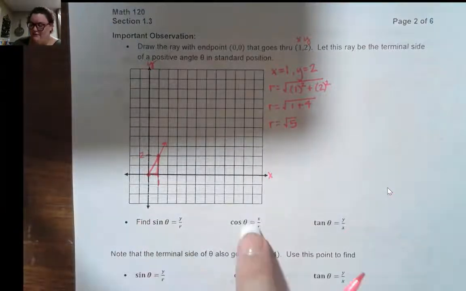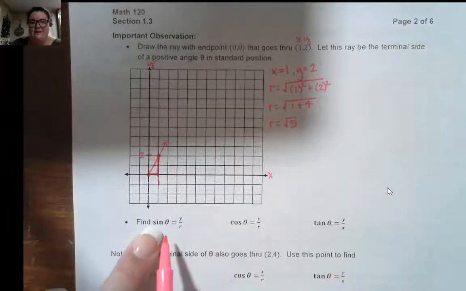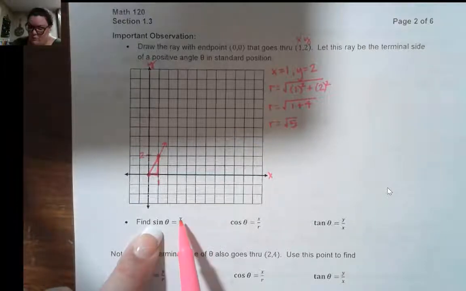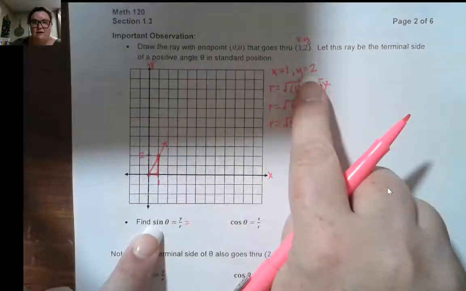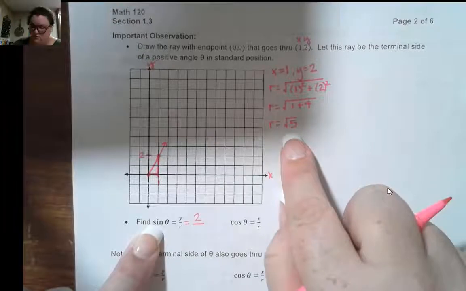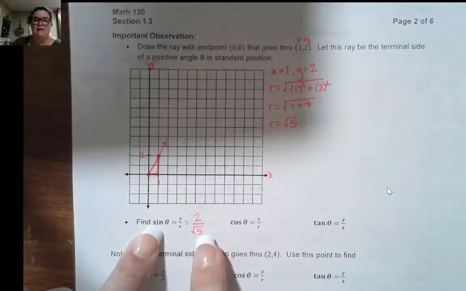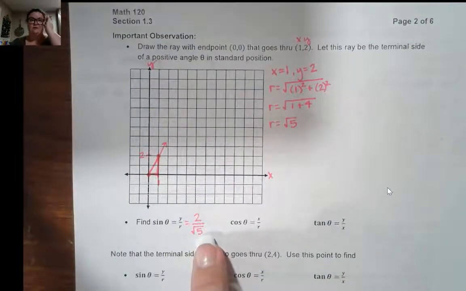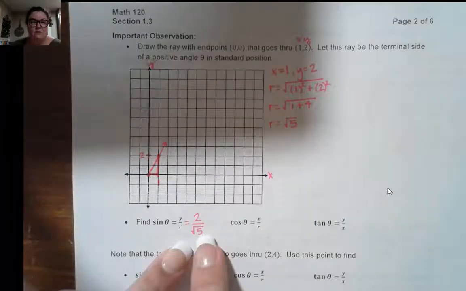Okay, so now that we know what x, y, and r values are, we should be able to go ahead and fill in these trig functions. Now I'm not doing all 6 right now, I'm just going to do sine, cosine, and tangent. So if I want to find the sine value, I need to know what y over r is. So my y value is 2. My r value is the square root of 5. And notice that's going to give me an answer that has a radical in the denominator, right? So before I could enter this on my math lab, I would need to go ahead and rationalize the denominator.